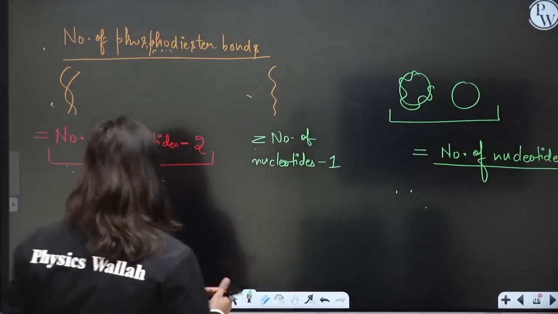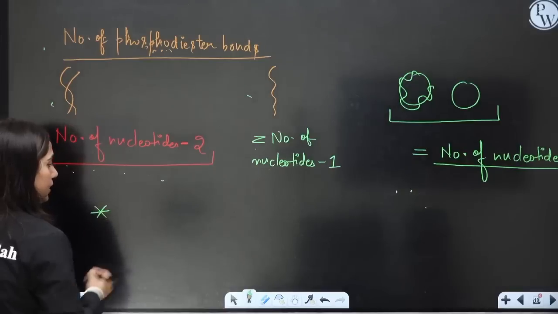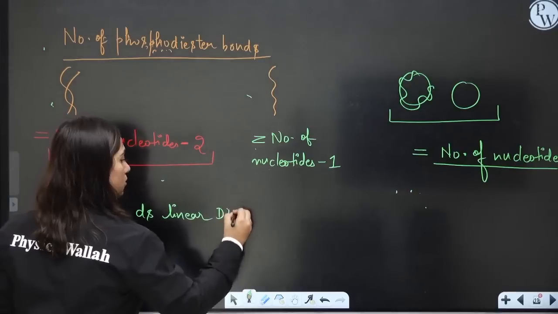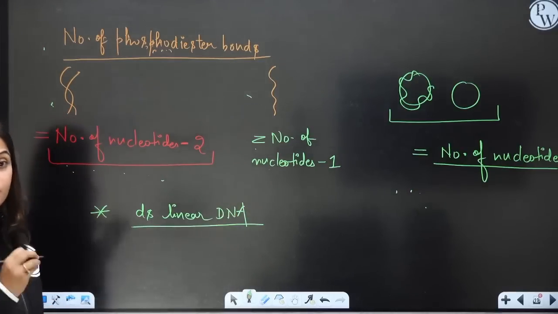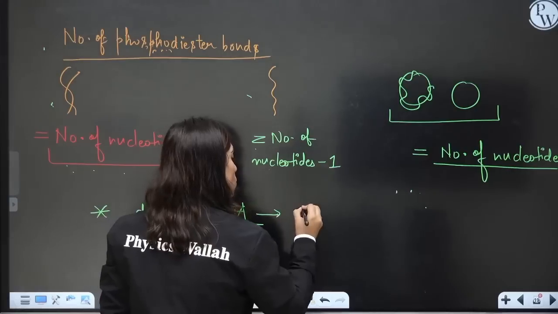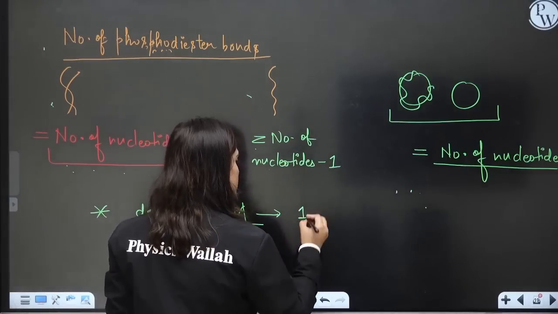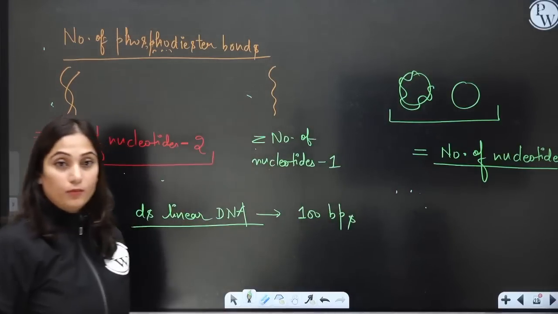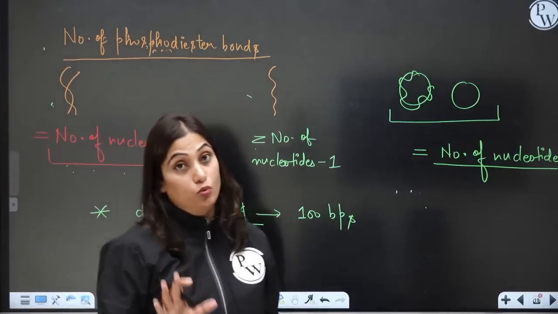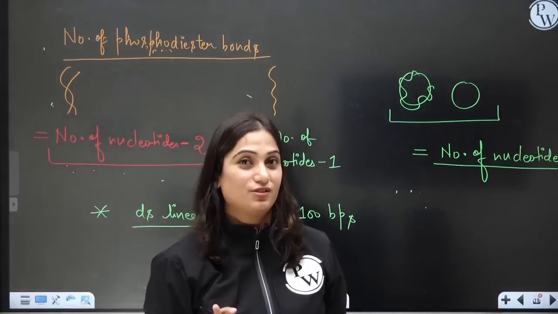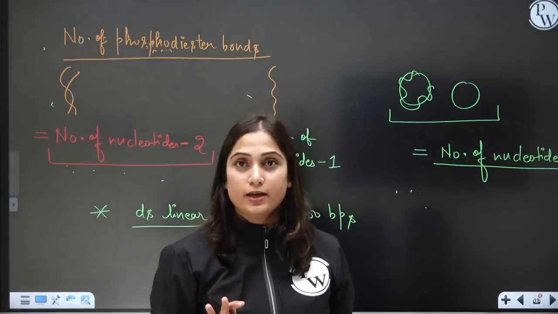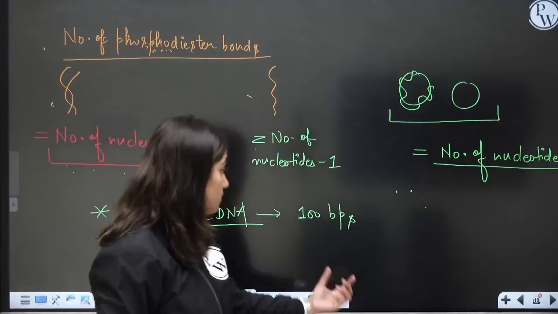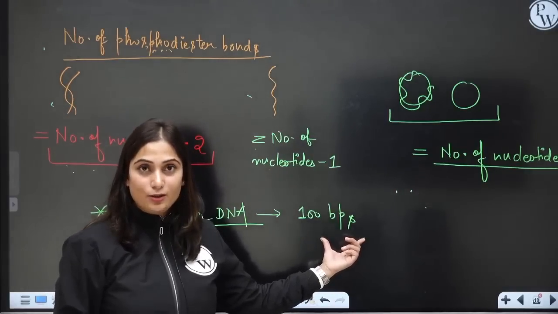Suppose, for instance, there is a question which says that there is a double-stranded linear DNA and that double-stranded linear DNA has, let's take, 100 base pairs. You'll have to convert these base pairs first into nucleotides. Please don't directly say 100 minus 2 comes out to be 98. No. Base pairs need to be first converted into nucleotides.